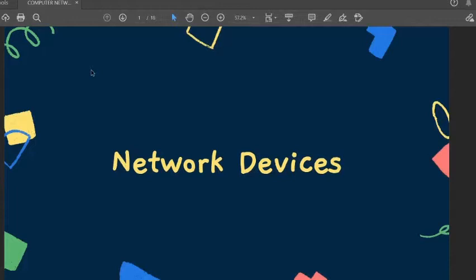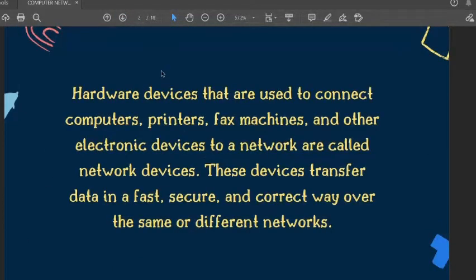Okay, then let's start with the networking device. What is a networking device? Any hardware device that is used to connect computers, printers, fax machines and other electronic devices to a network is called a network device.